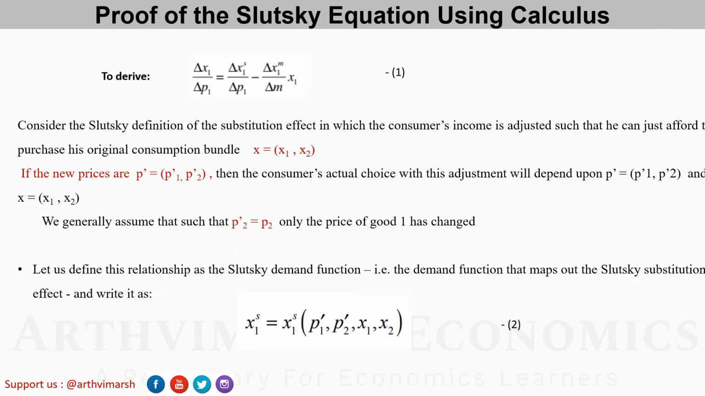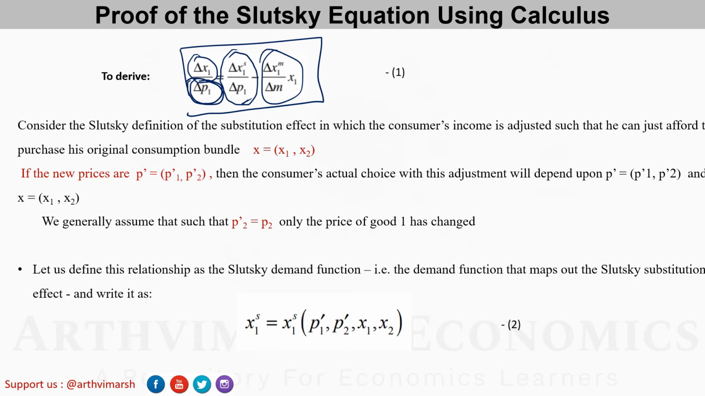So we know that the total effect of the change in price, so if the price of commodity x1 changes, delta x1, the change in demand of x1 due to the change in the price of x1, is given as a sum of the substitution effect due to the price change and the income effect which is taking place. So how to derive this? Now consider the definition of the substitution effect, in which the consumer's income is adjusted such that he or she can just afford to purchase the original consumption bundle. So this is an assumption, or a situation, which we are taking.